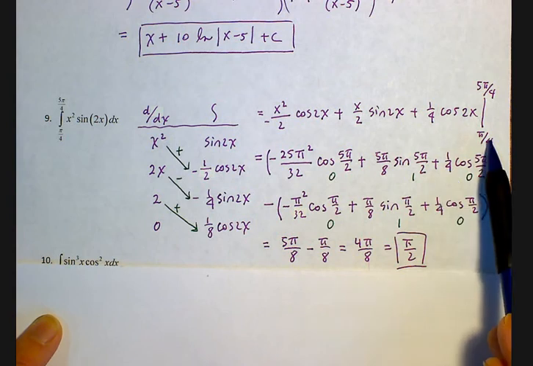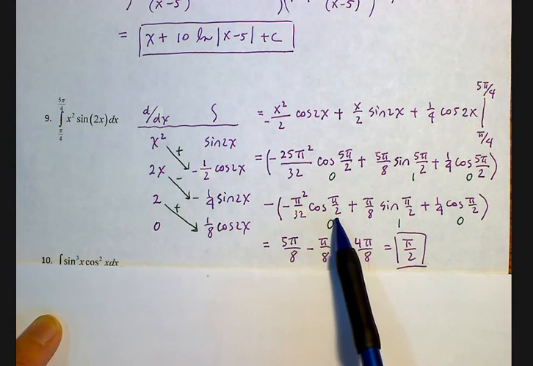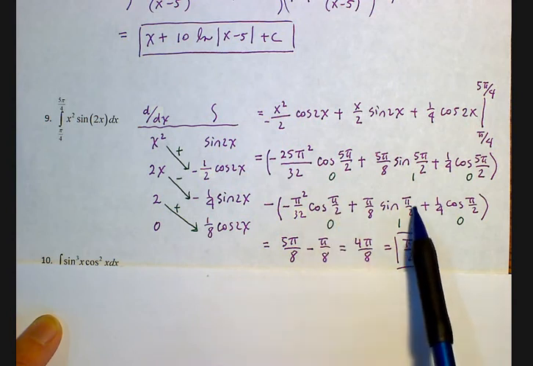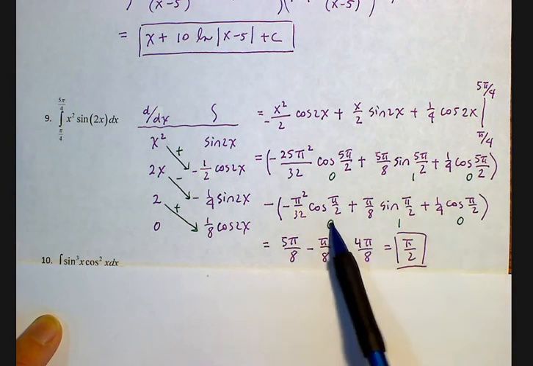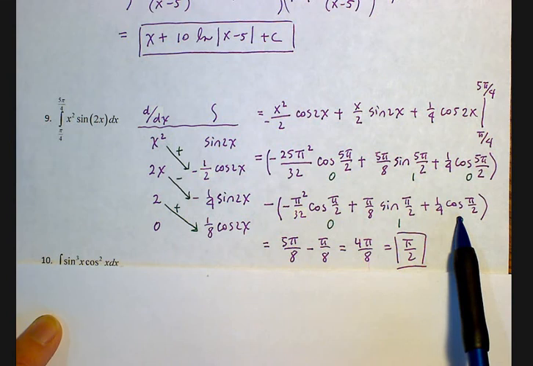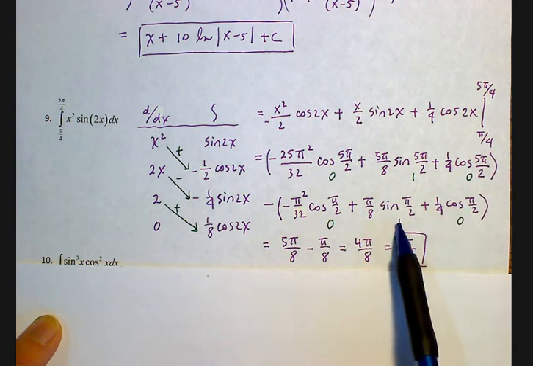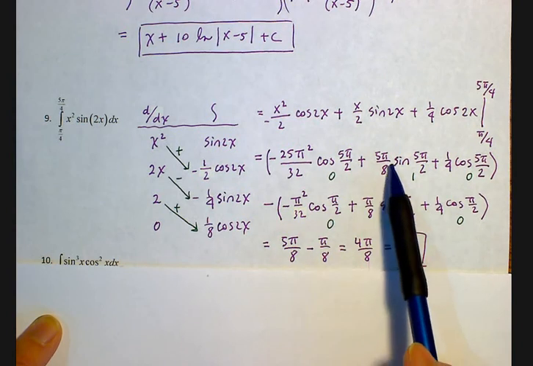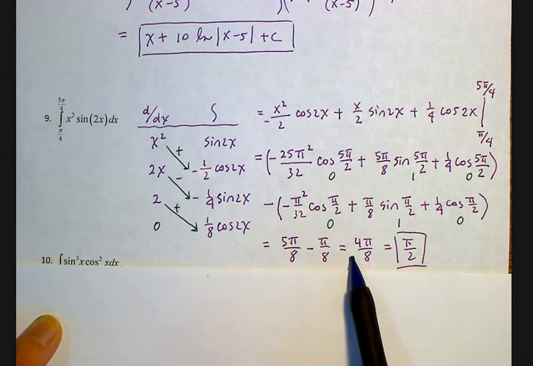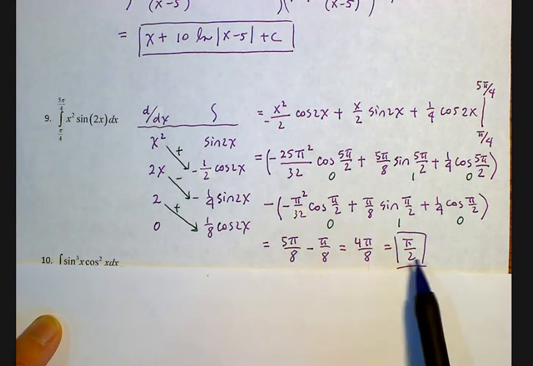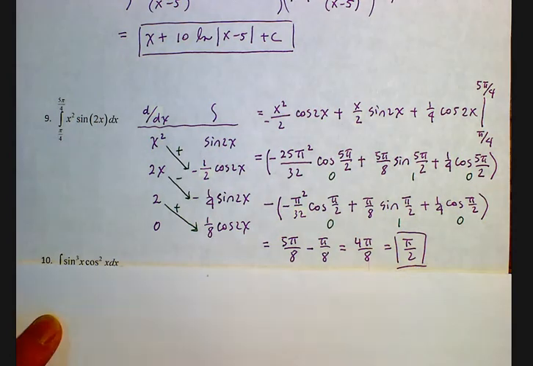And then for the lower, I'm going to put in pi over 4, and then all of the angles are going to become pi over 2. So I have cosine of pi over 2, sine of pi over 2, and cosine of pi over 2. In the same way, the first and the last one, since they are cosine of pi over 2, will drop out. So the only one that I'm really interested in is the one with the sine in it. And so I have 5 pi over 8, and then I'm subtracting pi over 8, so that gives me 4 pi over 8, so the overall answer is pi over 2.